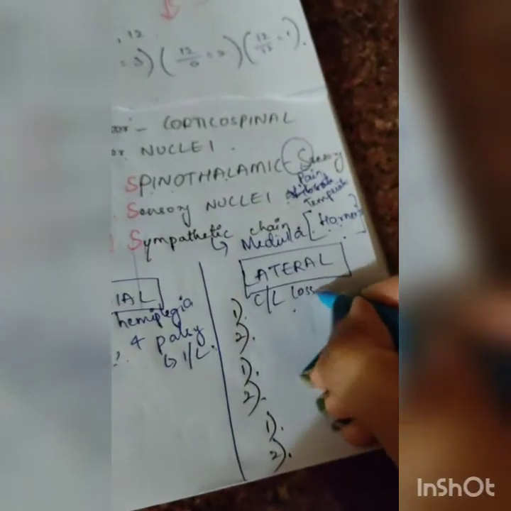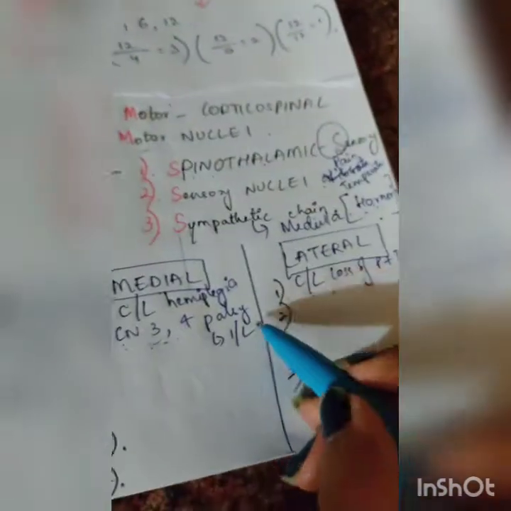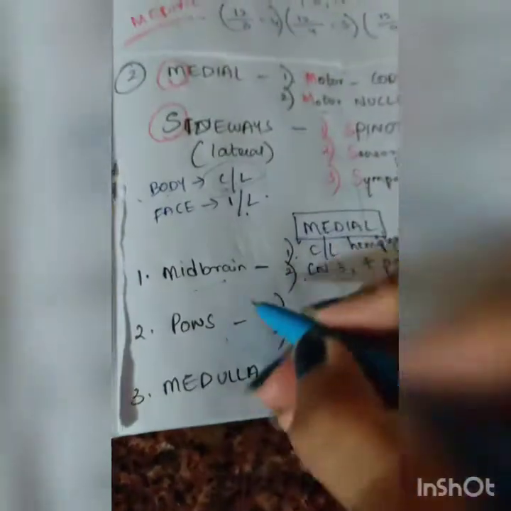Whereas on the lateral side, if there is damage to the midbrain, the first thing that is going to be affected is contralateral loss of pain and temperature. And since there are no sensory nuclei on the lateral side of the midbrain, there won't be any effects. And the sympathetic chain is not seen here. It is only present in the medulla oblongata. So the second one is the pons.